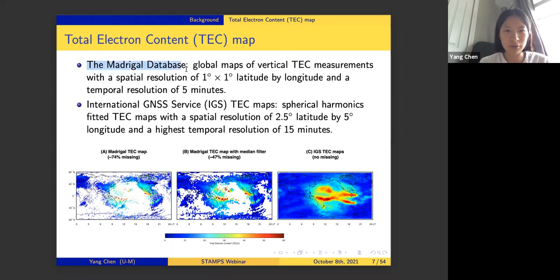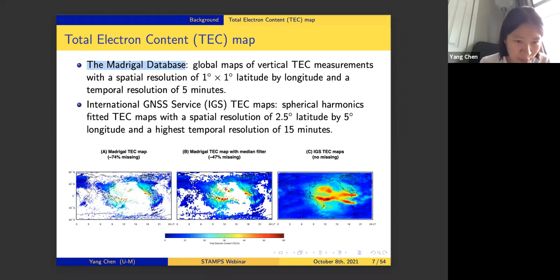One is called the Madrigal database. I can show it with one example here on the left panel of this plot. It is a global map of vertical TEC measurements, with a spatial resolution of 1 latitude by 1 longitude and a temporal resolution of every 5 minutes. So essentially, you observe those colored dots at that spatial resolution and a time resolution of every 5 minutes. And you can see a lot of patched missingness here and there, especially in the ocean area.